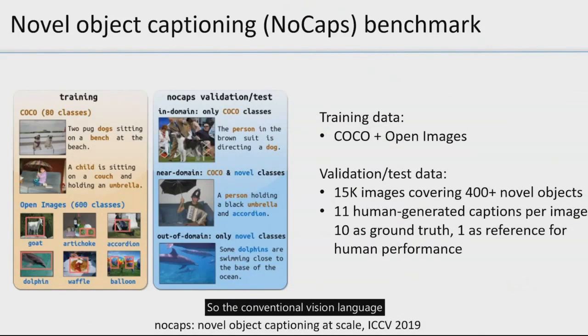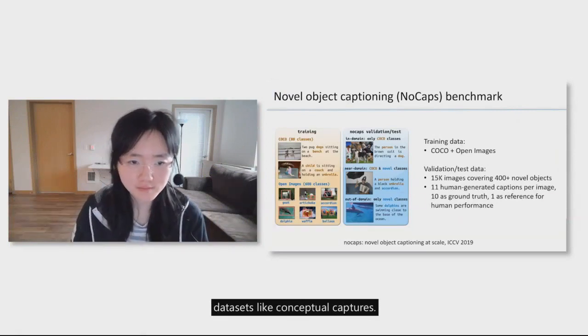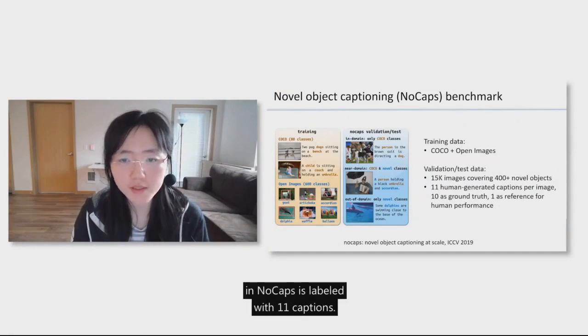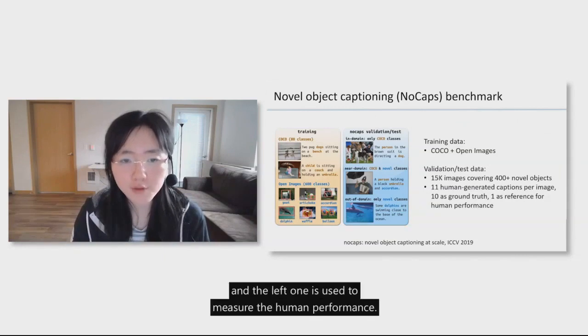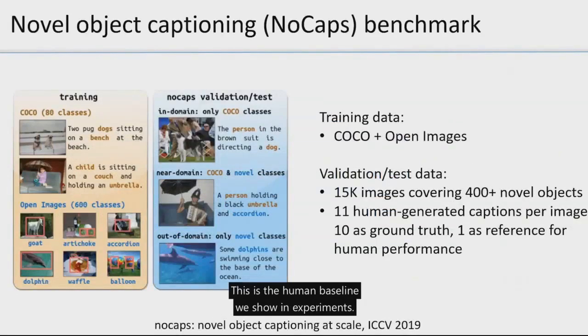So the conventional vision language pre-training methods cannot be used for nocaps because they rely on large-scale image caption pairs from datasets like Conceptual Captions. And each image in the validation and the test set in nocaps is labeled with 11 captions. 10 of them are used as ground truth, and the left one is used to measure the human performance. And this is the human baseline we show in experiments.